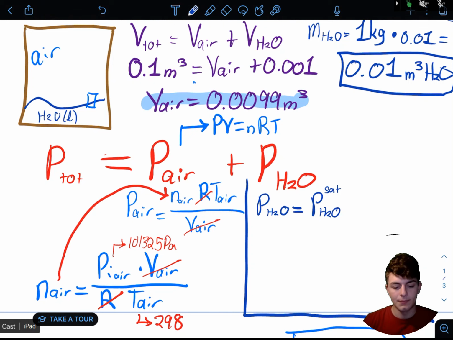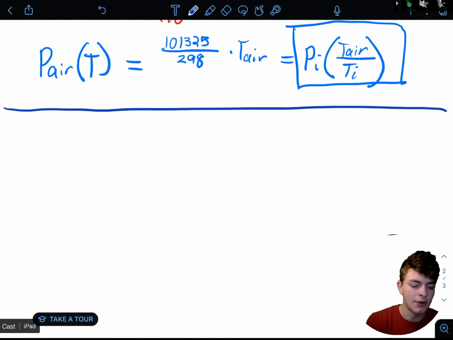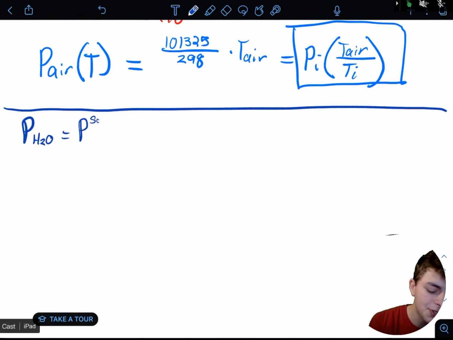Okay. Now, we need to solve for that saturation vapor pressure. And the way that we are going to do this is by using another equation that is kind of in our tool belt at this point in chemical engineering. And I'm going to go ahead and write all of water's things down here. So again, the partial pressure of water is going to be equal to the saturation vapor pressure of water at that specific temperature.